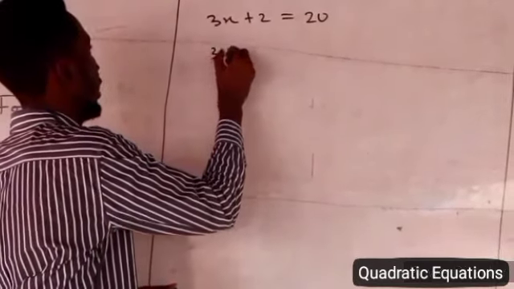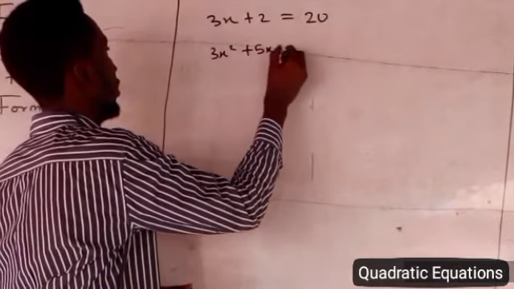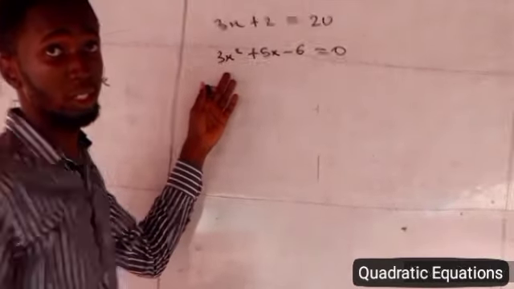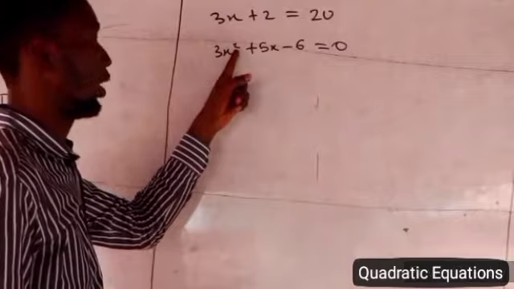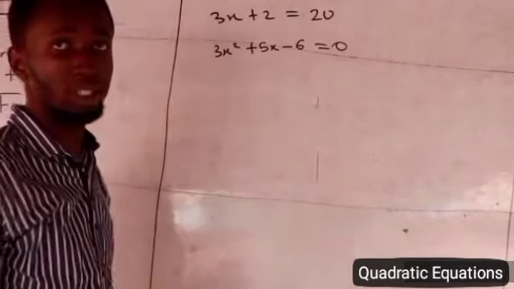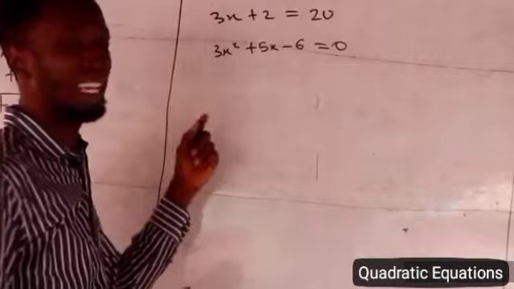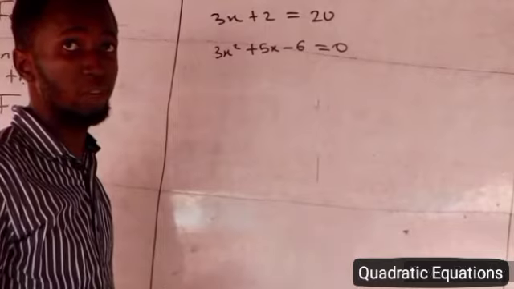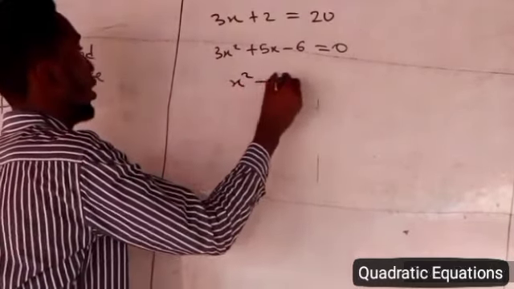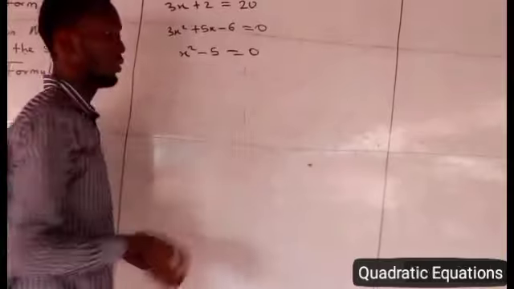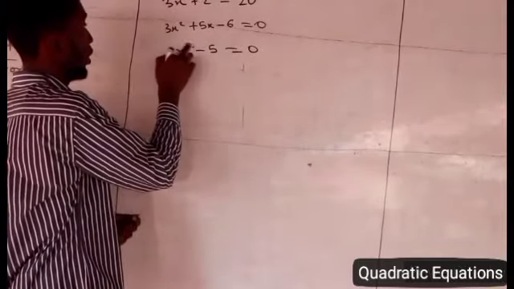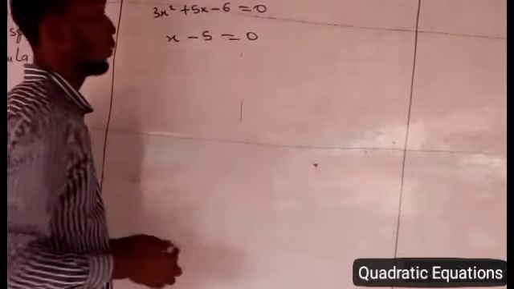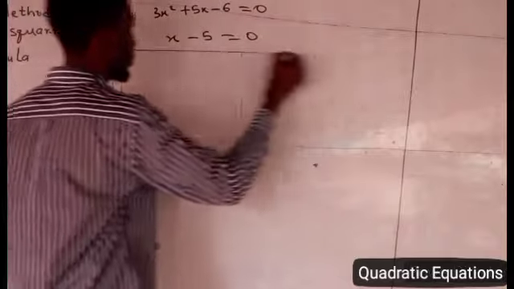And if I write something like 3x squared plus 5x minus 6 equals 0, this one right here will be considered a quadratic equation, and the reason for this is the square here. So in simple terms, a quadratic equation is an equation whereby the highest power of x is 2. So any equation where the highest power of x is 2, even say x squared minus 5 is equal to 0, is a quadratic equation. And if we remove the square here, it turns into a linear equation. So that is what a quadratic equation is.